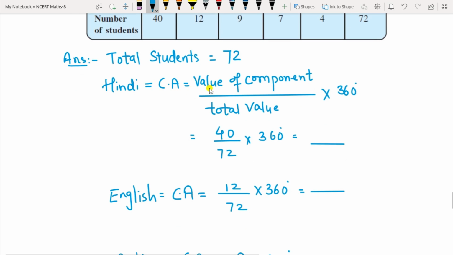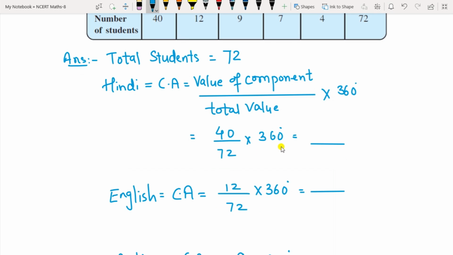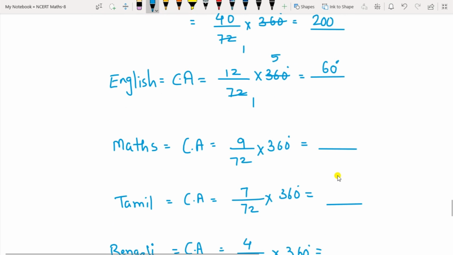So for Hindi, the central angle will be value of a component upon total value into 360. So the value of the component is 40 here for Hindi upon 72, the total value, into 360. So on cancelling, 72 1s are 72, 5s are 45s are 200. 200 is the central angle for Hindi. Similarly, English is 12 here. So 12 upon 72 into 360. 72 1s are 72, 5s are 12 5s are 60 degrees is the central angle for English.